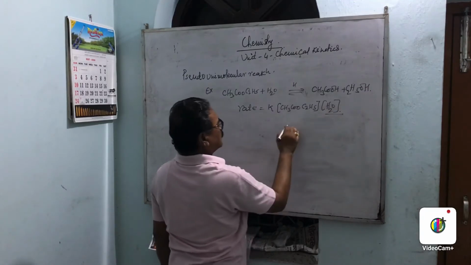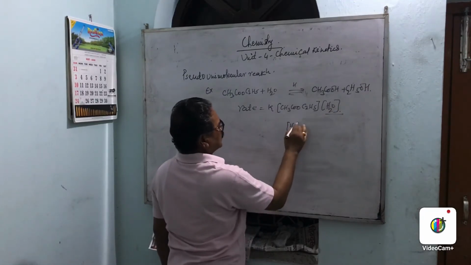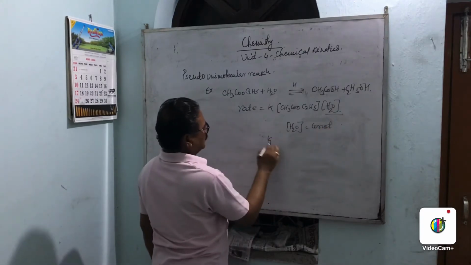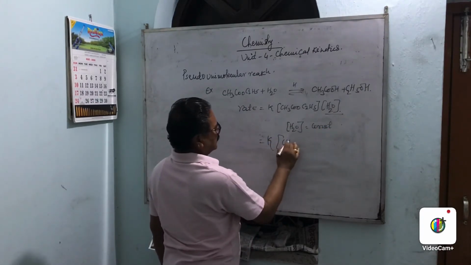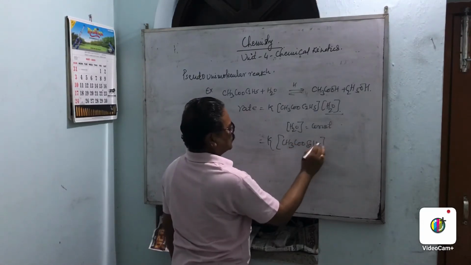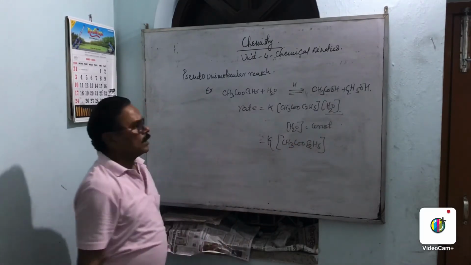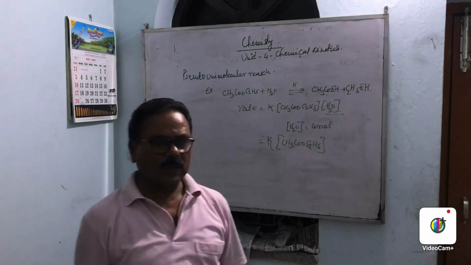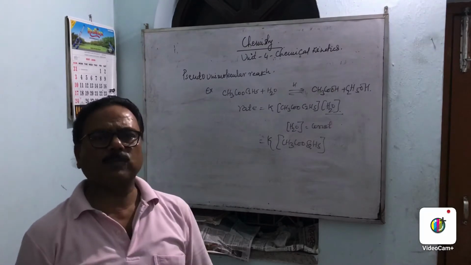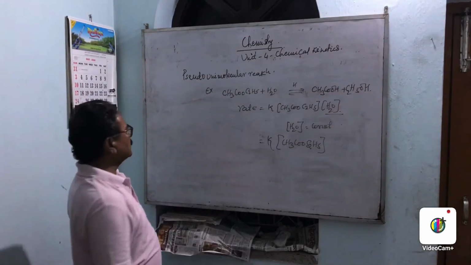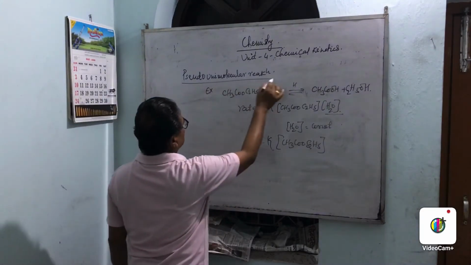Here the water is present in excess, so the concentration of water is taken as constant. So its rate is taken as k times CH3COOC2H5. So this is the order of the reaction. And sometimes a reaction seems to be of higher order, but it follows the kinetics of lower order under a special condition, then that reaction is called a pseudo unimolecular reaction.